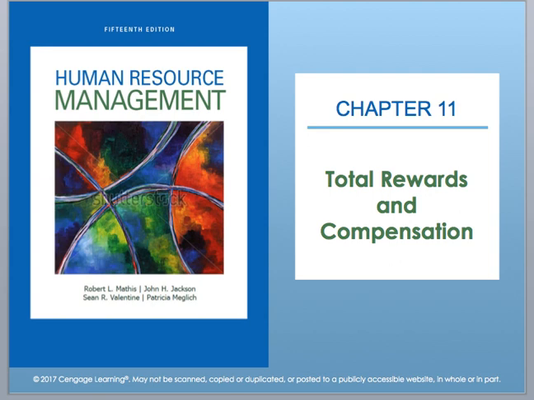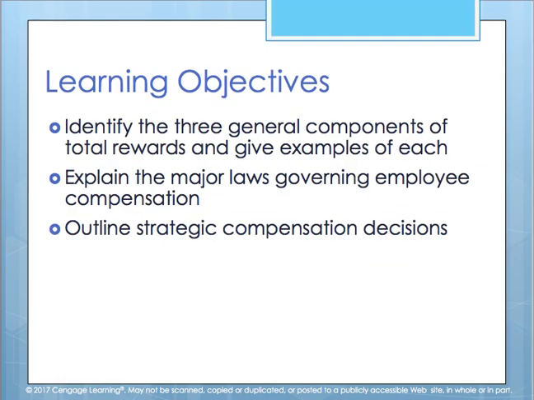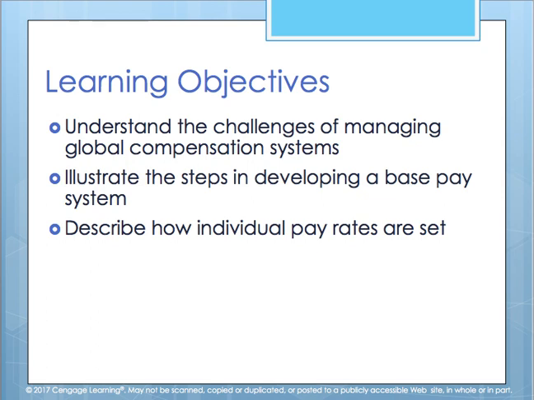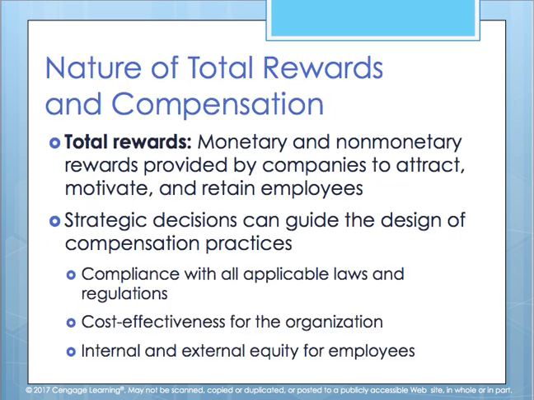By the end of this chapter, you should be able to identify the three general components of total rewards and give examples of each, explain the major laws that govern employee compensation, and outline strategic compensation decisions. You should be able to understand the challenges of managing global compensation systems, illustrate the steps in developing a base pay system, describe how individual pay rates are set.